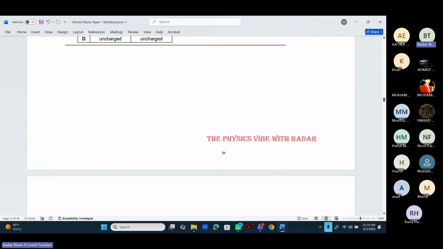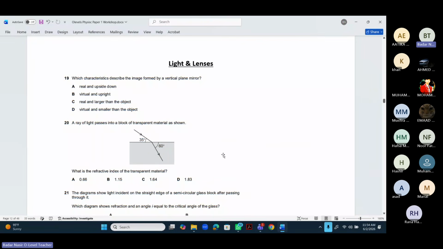Now we have light and lenses. Which characteristics describe the image formed by a vertical plane mirror? In a plane mirror, the image formed is real and upside down, no. Virtual and upright, so yes. The image formed in a mirror is a virtual image and it is always upright, at the same distance.